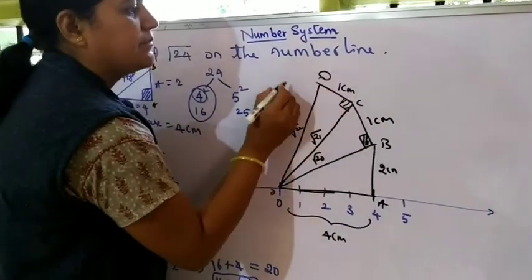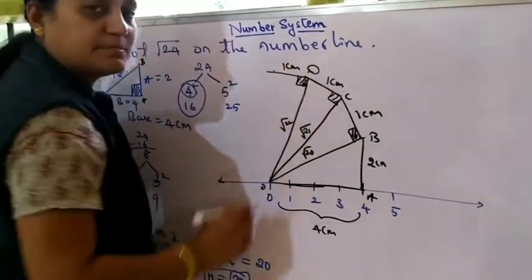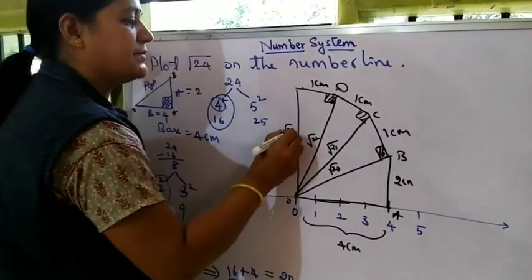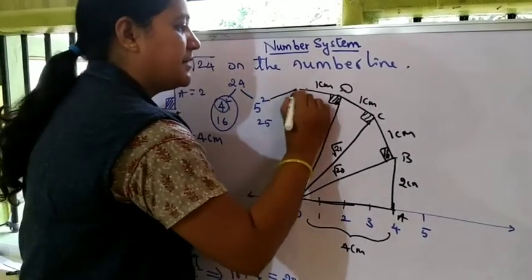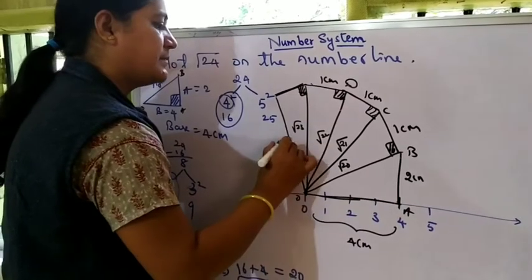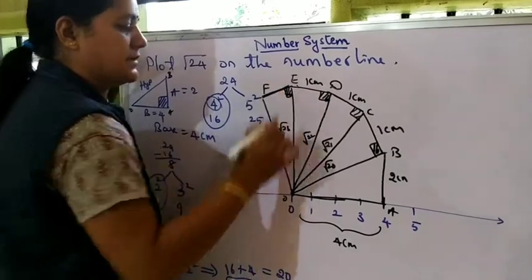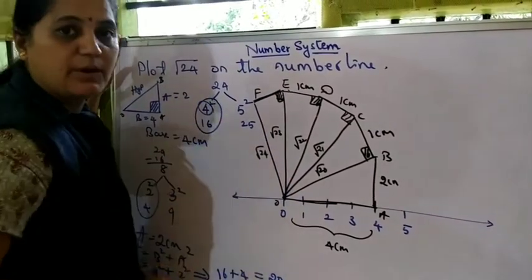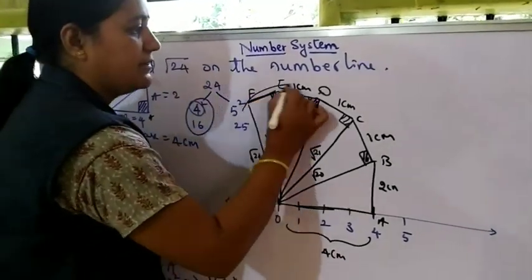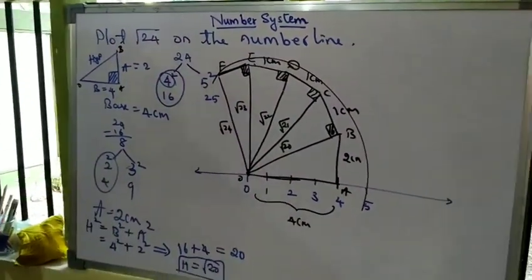Again from D, at 90 degrees, 1 centimeter, this will be root 23. Again 90 degrees, this is root 24. So D, E, F. Here OF is the required line. Taking this as a radius, if you draw an arc, see actually, wait, I have made this one.